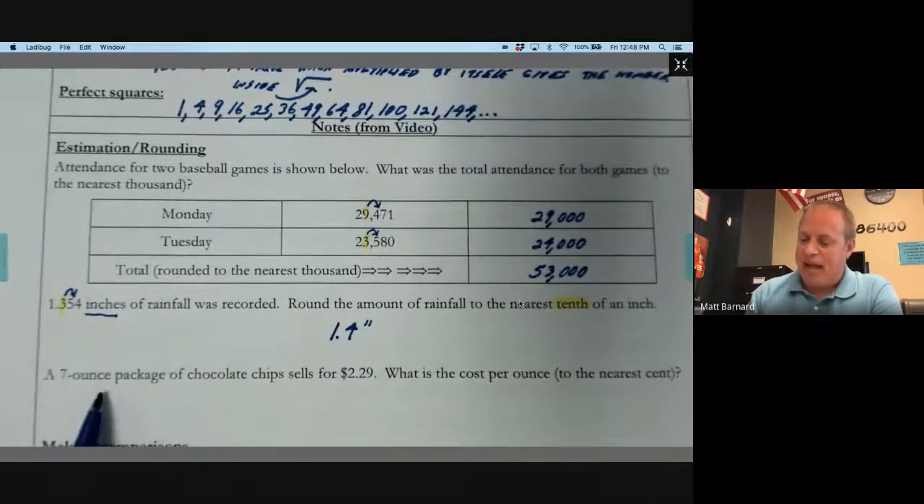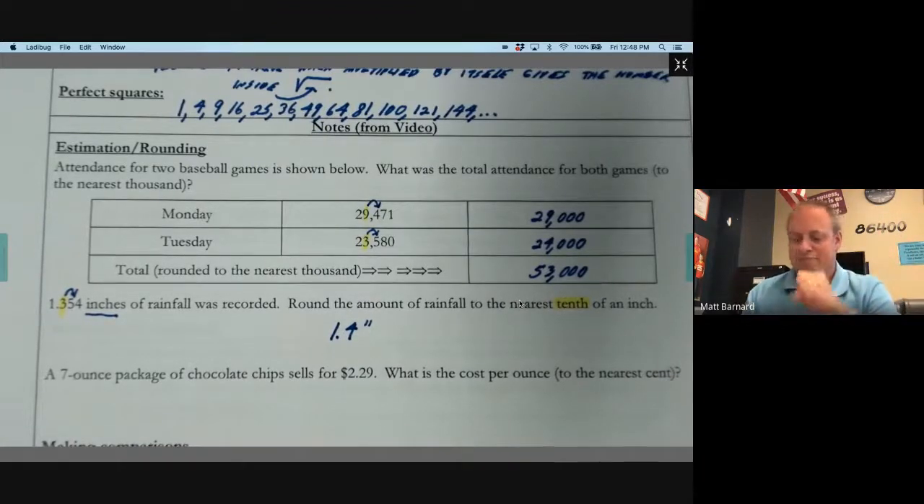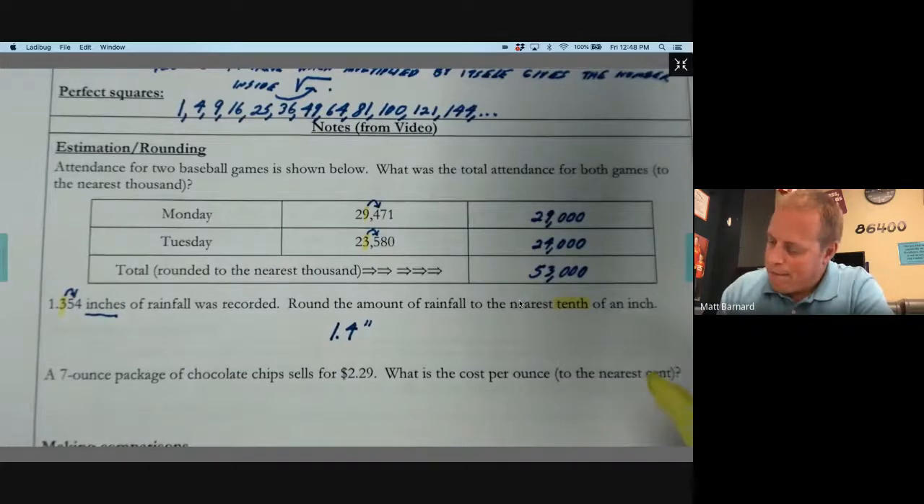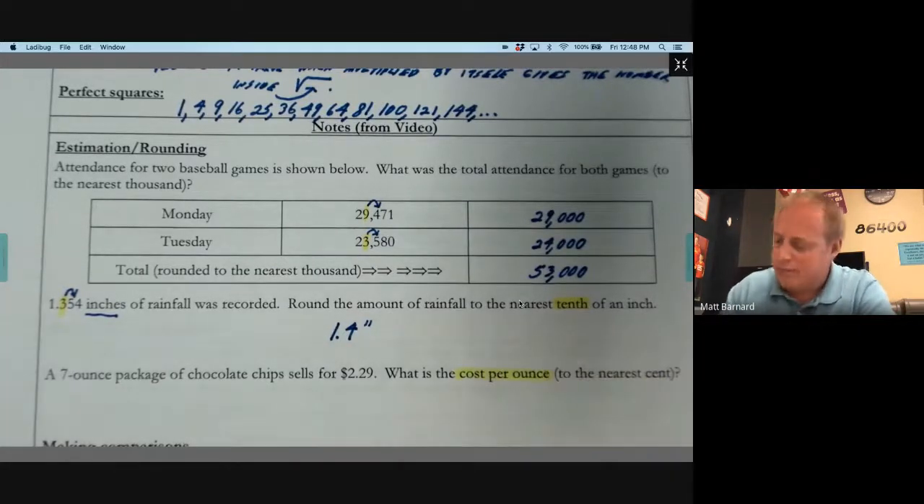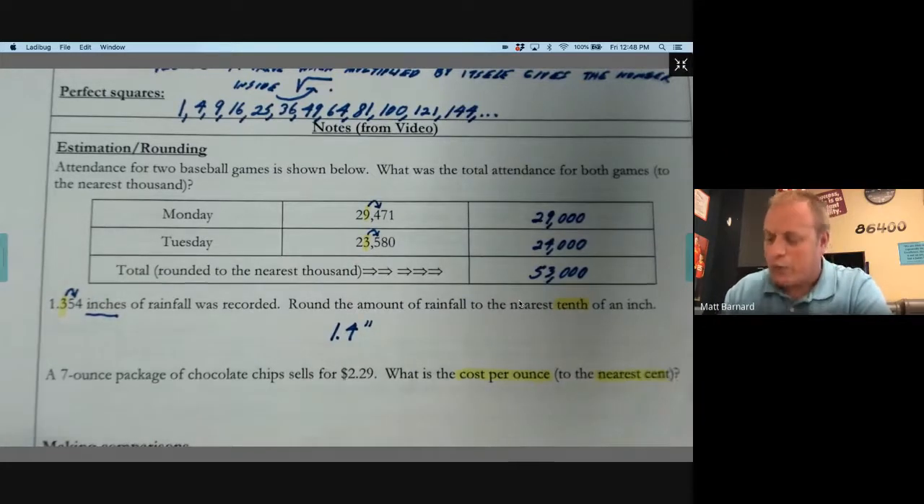Next, a 7-ounce package of chocolate chips sells for $2.29. What is the cost per ounce to the nearest cent? All right. Well, we want to find the cost per ounce, and how do we want to do it? We want to go to the nearest cent. So we're going to round. We've got some decimals to work with.